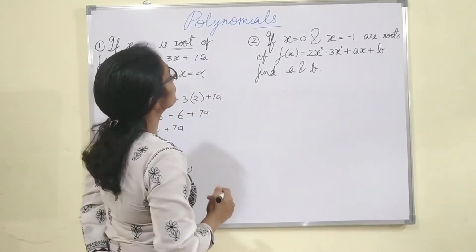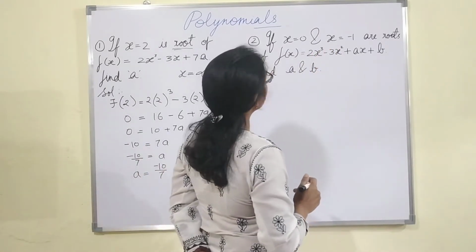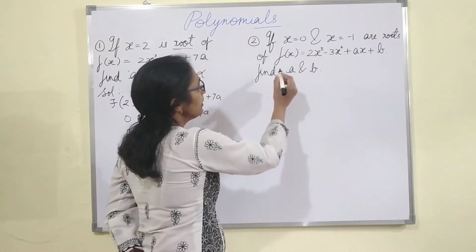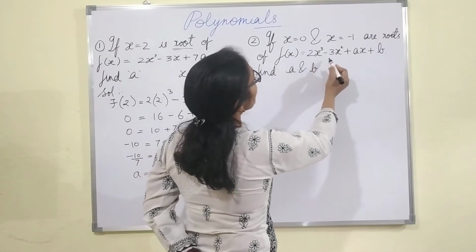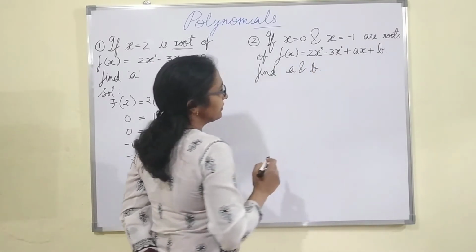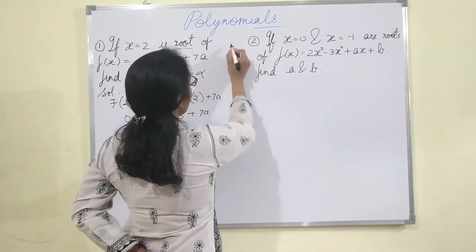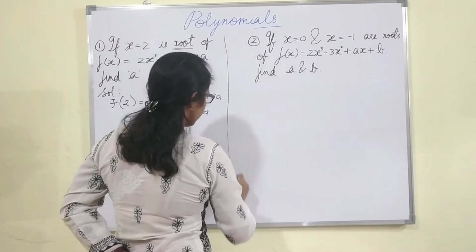Now, the next question is, if x = 0 and x = −1 are roots of f(x) = 2x³ − 3x² + ax + b, find a and b.